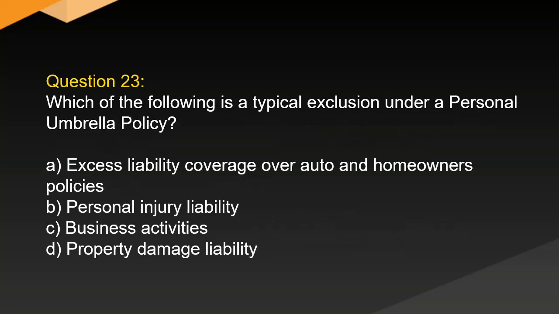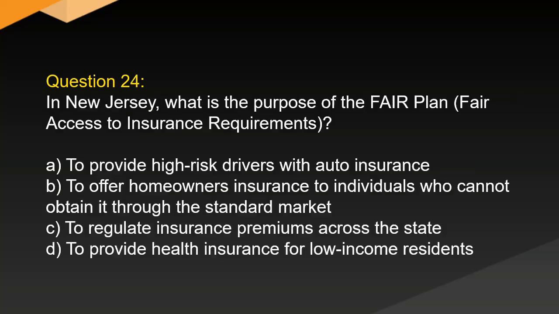Question 23. Which of the following is a typical exclusion under a personal umbrella policy? A. Excess liability coverage over auto and homeowners policies. B. Personal injury liability. C. Business activities. D. Property damage liability.